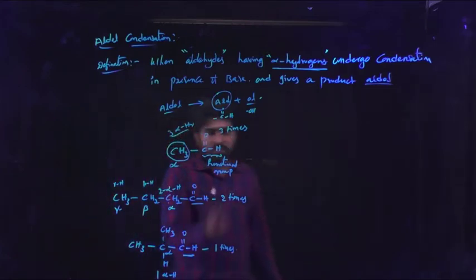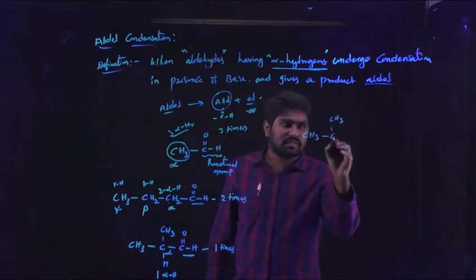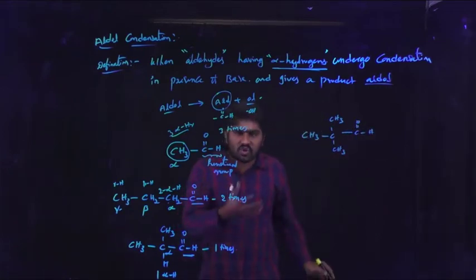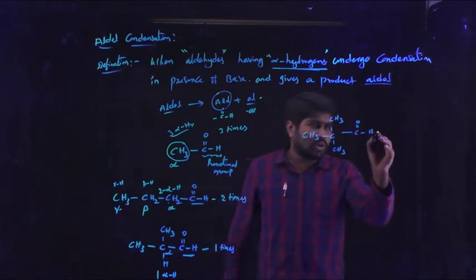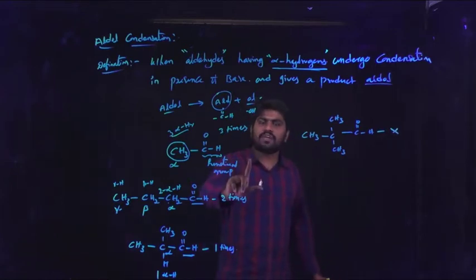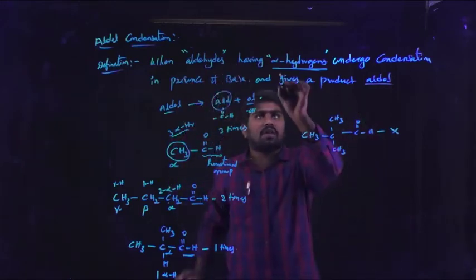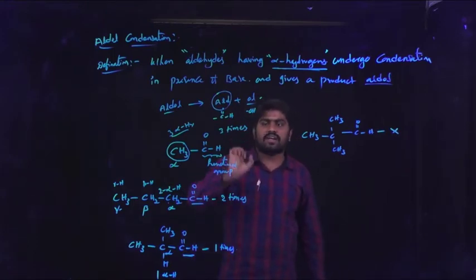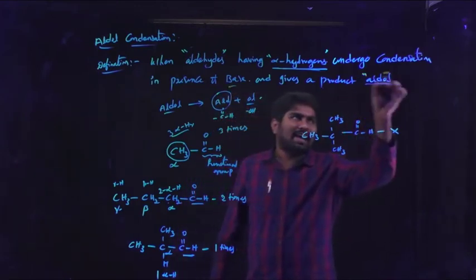Coming to another example, just look at this. In this molecule, there is no alpha hydrogen. That's why this molecule does not participate in aldol condensation. So the most important condition for aldol condensation is that the aldehydes have alpha hydrogens. Aldehydes undergo condensation with each other in presence of base and give aldol as the product.